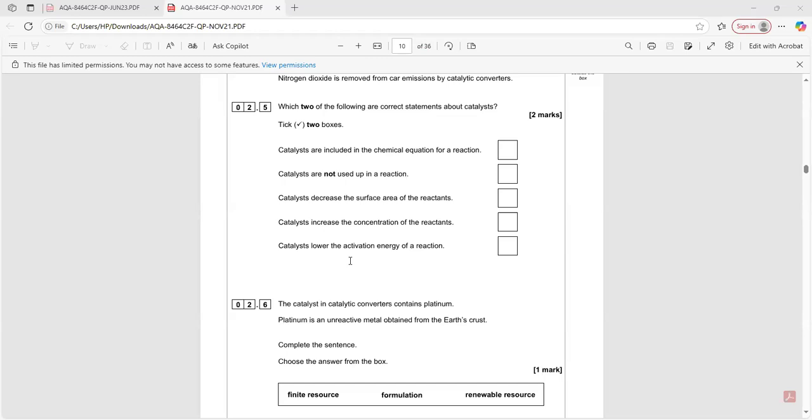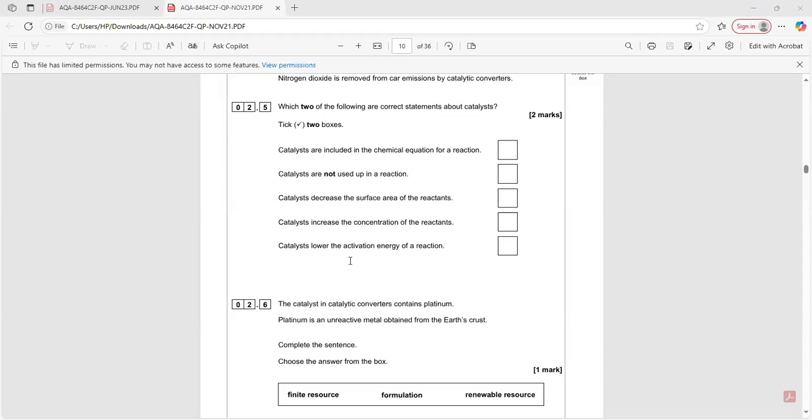And then we're looking for the second one now. Catalysts decrease the surface area of reactants. No, I think I'll go with the fact that they lower the activation energy of a reaction. Yes. So the first one is catalysts are not used up in a reaction. And the second one is catalysts lower the activation energy of a reaction. That's why they make the reaction proceed faster and form the products on time. Okay. So I hope you got that.